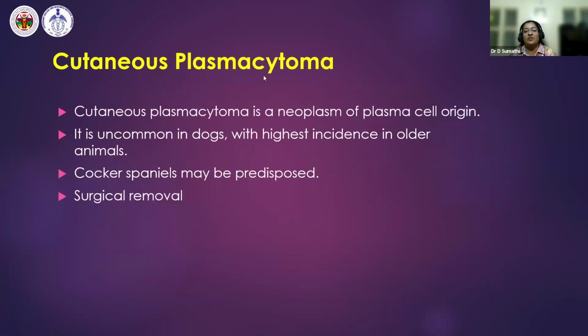Cutaneous plasmacytoma doesn't require much chemotherapy protocols. If needed, if it is in a very difficult place where it requires removal, for example in the foot pads or in places where the animal has constant friction, then you have to go for surgical removal. Otherwise, it can be left without interfering much. The most common breed prone to plasmacytoma is the cocker spaniel, but it's not limited to that. We have also recorded it in other breeds. So mostly surgical removal is recommended.